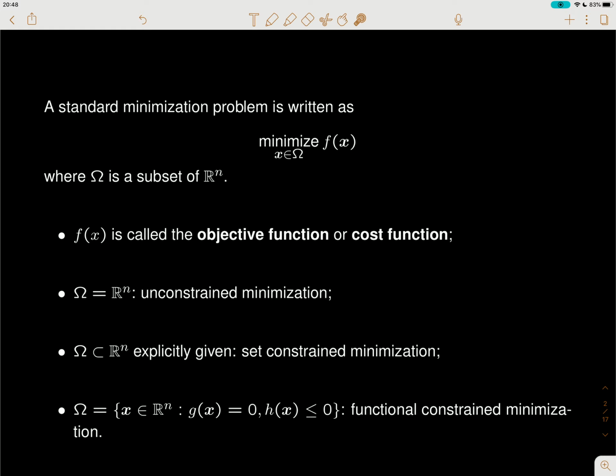The reason is that if you want to maximize some function, it's equivalent to minimizing the negative of that function, right? If I'm trying to find the maximizer of this function f(x), that is equivalent to minimizing negative f(x). So you just change your objective function f to negative f, and you get a minimization problem. As you can see, we can just focus on minimization problems. This is the standard case in optimization: we only consider minimization problems. Okay.